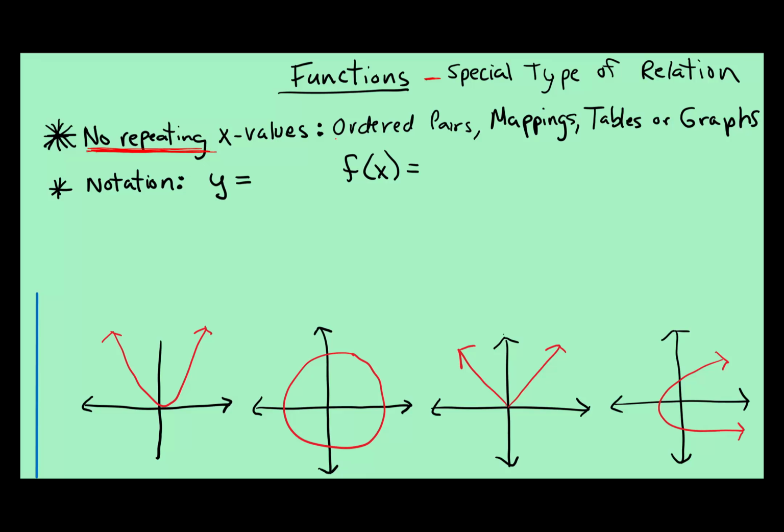Otherwise, that's just a relation. So none of the x values in the ordered pairs, in the mapping, in the tables or graphs, can repeat.